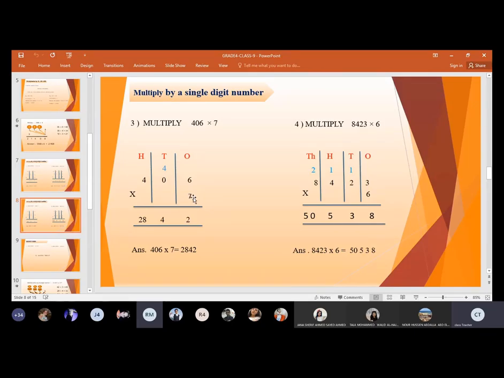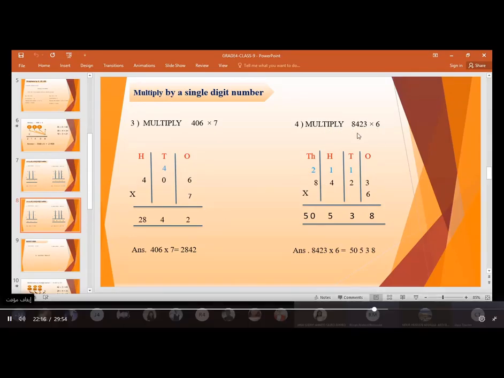And multiply the number 7 by 0. 7 zeros are 0. 0 plus 4, 4. And take the number 7, multiply by 4 in the hundreds place. 7 fours are 28. So the answer is 2,842. Okay. Now see the next question.